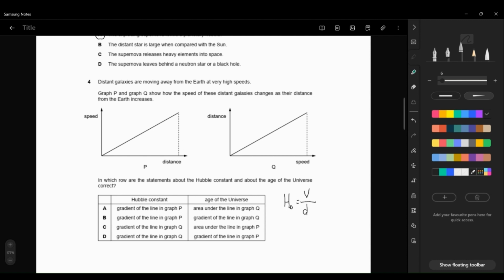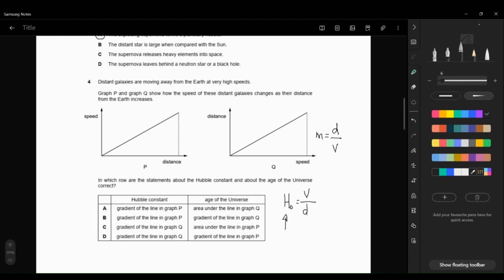So the gradient of this straight line is going to give you what? It's going to give you directly the Hubble constant. That's the change of y, speed, divided by the change of x, distance. If you look at the other one, it's basically graph P, but the other way around. You have now the distance on the y-axis and the speed on the x-axis. So this corresponds to what? The gradient of this line would be basically the distance divided by the speed.